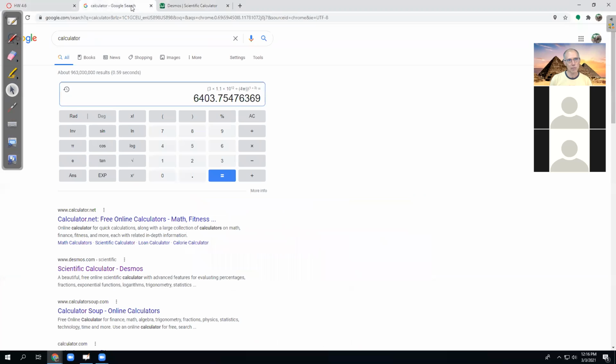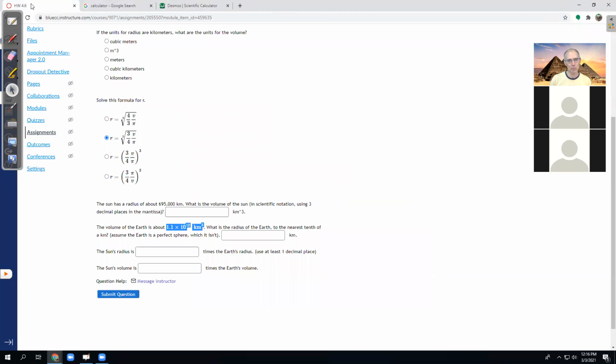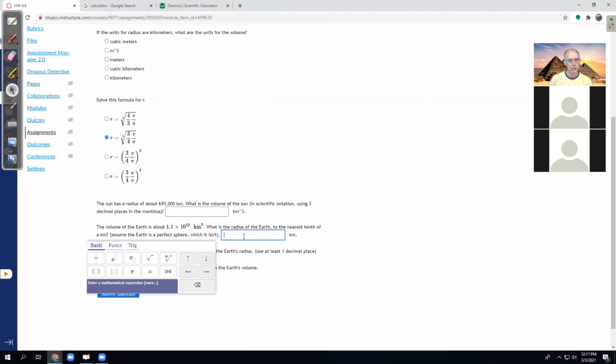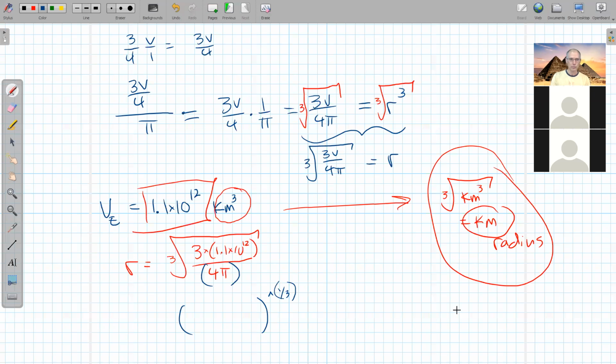And a lot of times I'll use 2 different calculators just to make sure I'm doing stuff right, because oftentimes I make mistakes on a calculator too. To the nearest 1/10 of a kilometer. Okay, so to the nearest 1/10, it would be 8/10 of a kilometer. So 6,403.8. So I want that in my notebook, not really there right now.